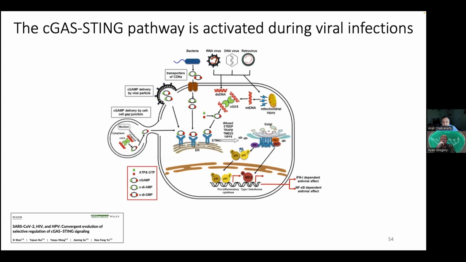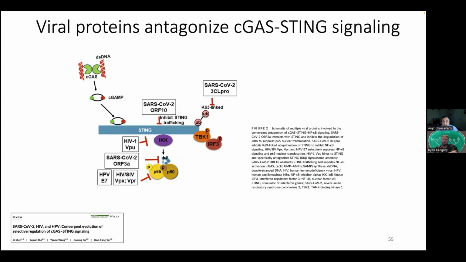There's a downstream consequence of chromosomal instability, which is that you get micronucleus formation. And one of the early cellular defenses against micronucleus formation is the cGAS-STING pathway. That gets activated during viral infections as well. We had talked about this in our previous talk, as a general consequence of micronucleus formation and chromosomal instability. The point is that it is activated during viral infections. Multiple different papers have shown this quite compellingly. And viral proteins have been shown to antagonize cGAS-STING.